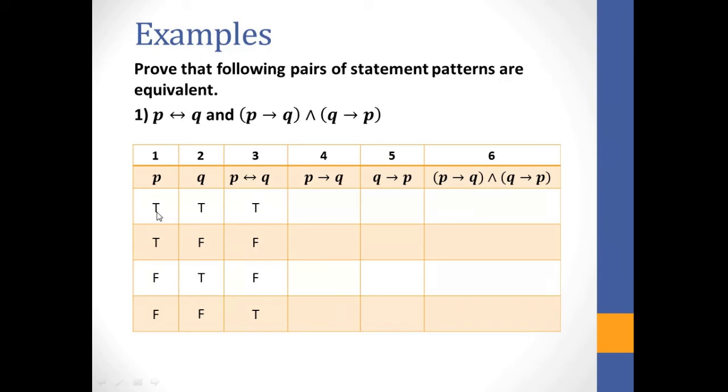So implication: T implies T is T, then T implies F is F, then F implies T is T, and F implies F is T, okay. So remember this implication, okay. Now next one is Q implies P.